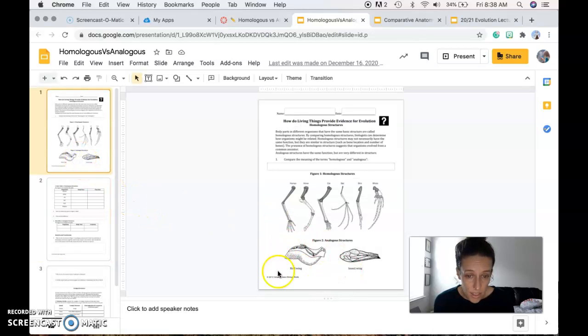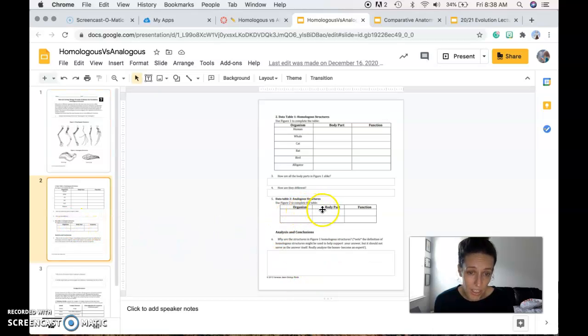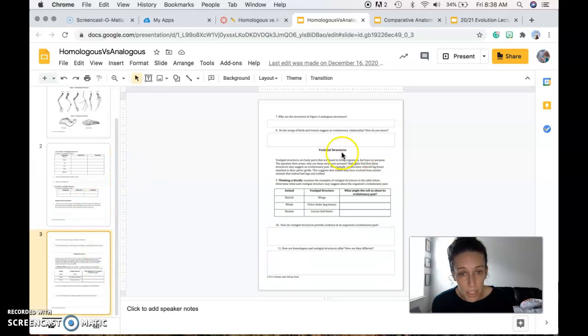What is the organism? What is the body part? And what is the function of that? So the first one is a bird. It's a wing. It's used for flying. Number 6 says, why are the structures in figure 1 homologous? So why are they the same structure but different function? How do you know? And then lastly, page 3 goes over vestigial structures.